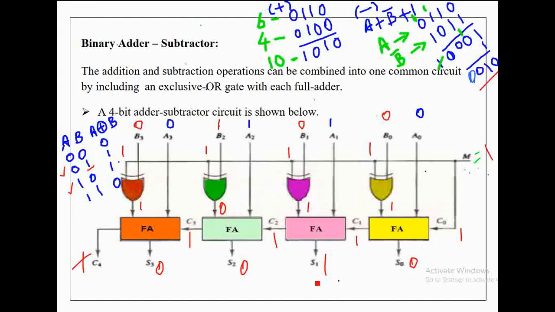Now you can observe that the value produced by this binary adder subtractor is equivalent to the binary subtraction of 0110 and 0100. After the binary subtraction of 0110 and 0100, the value we got is 0010. This value and this value are matching. So, whenever the M value is equal to 1, this circuit performs the subtraction process.